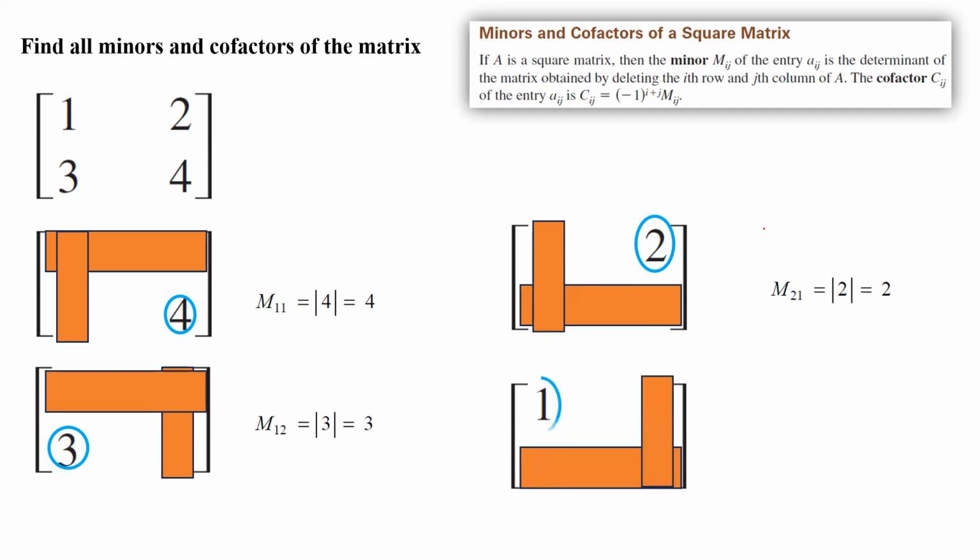column. You're left with just one entry. You have a 1 by 1 matrix. So the minor for the second row and second column is nothing but 1. So we found the minors for this 2 by 2 matrix. Now we're going to move on and find the cofactors.